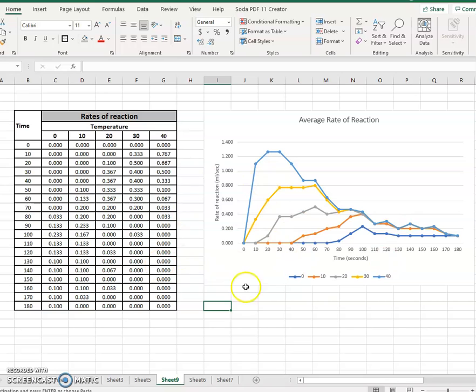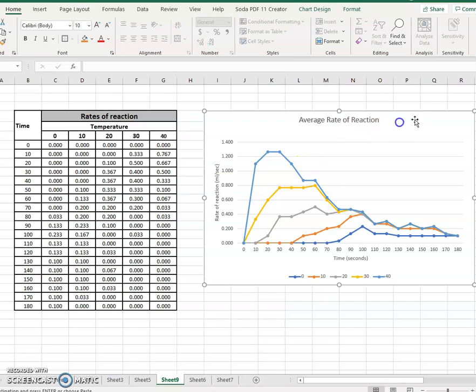As you can see, we now have our rates of reactions, and you can copy this straight into your assignment. Hopefully that helps.